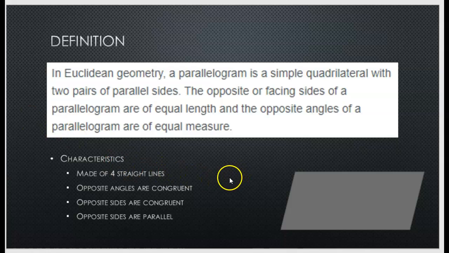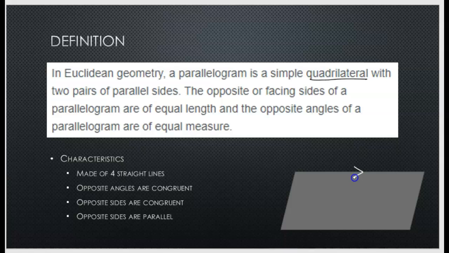All right, so to start with, in Euclidean geometry, which is the specific type of geometry that we are studying in this course, a parallelogram is a simple quadrilateral, and of course you guys know that a quadrilateral means a four-sided figure, and it is also made up of straight sides. So a parallelogram, though, is a simple quadrilateral with two pairs of parallel sides. So that means opposite sides are going to be parallel.